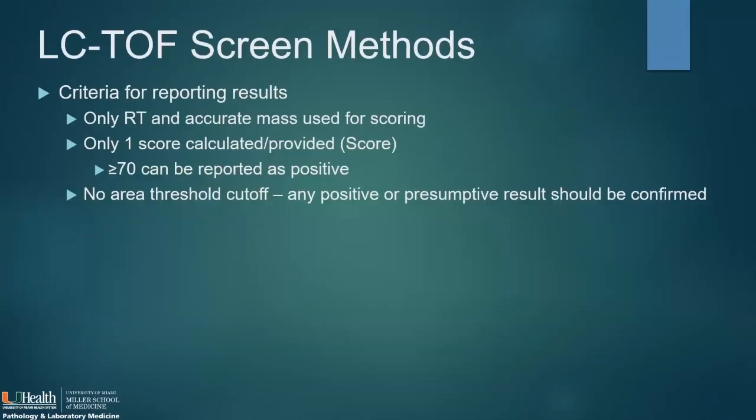So I did just want to quickly go through some specific criteria for reporting results for LC TOF screen methods. So we have only the retention time and accurate mass that's used for scoring. So we only have one score provided. In order to report as positive, it must be 70 or greater. And we don't have an area threshold cutoff. So any positive or presumptive positive result does need to be confirmed, which is why we don't have an area cutoff, because we also have a variety of LODs. So it would be really difficult to run standards for everything because we just run the representative positive controls for this method.